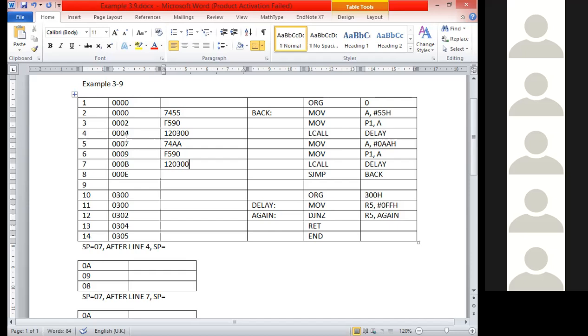Now look at a small thing. You need to be careful about this. The first opcode is a 2-byte instruction, so your program counter also incremented by 2. In the second one, again the opcode is a 2-byte instruction, so again your program counter incremented by 2. Over here, this is a 3-byte instruction, so you see, it has incremented by 3. So be careful about these things.